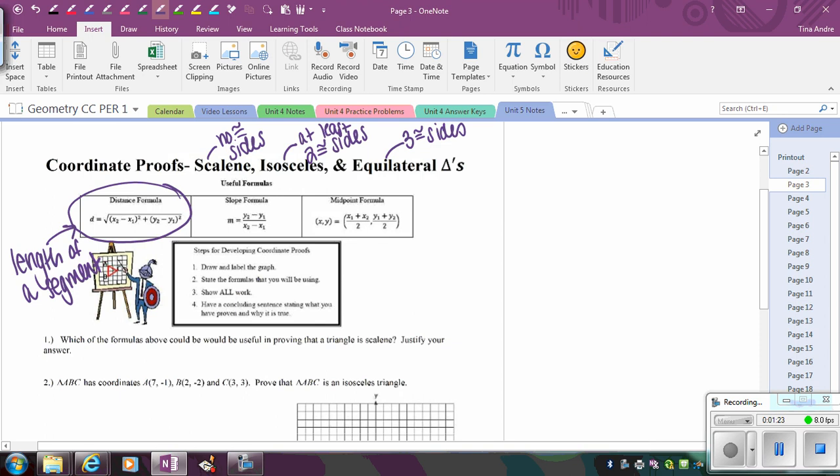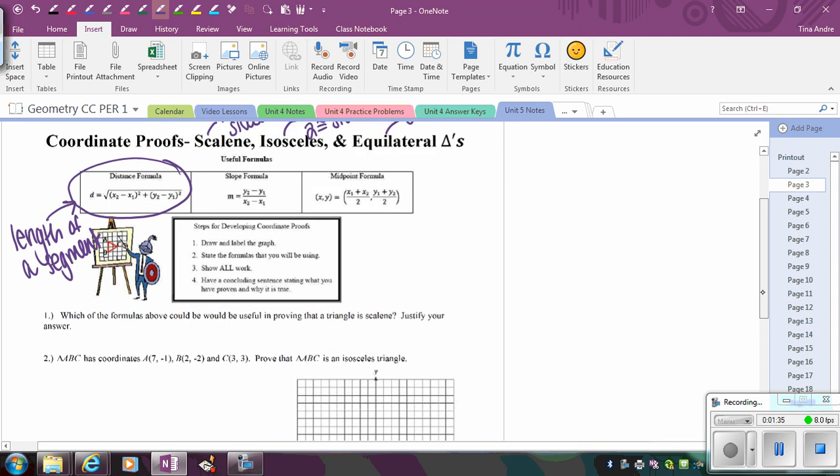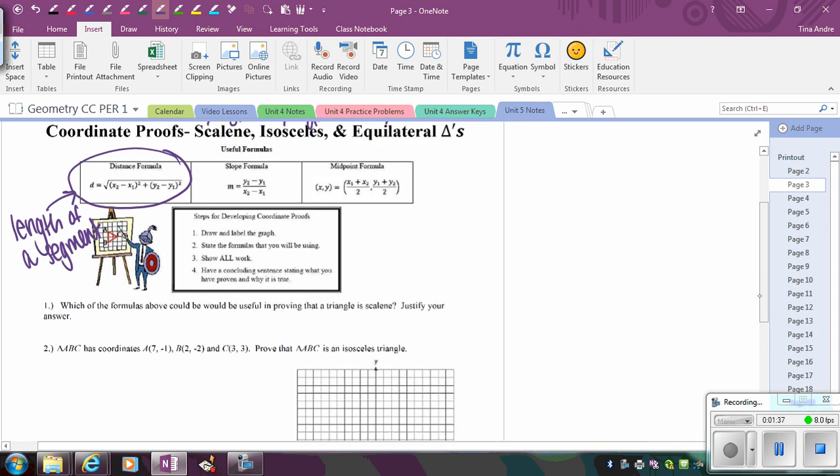The process that we're going to follow: you're always going to get everything on your graph, draw and label, write the formula that you're using, show all your mathematical work, and then write a conclusion. These are not as formal as what we call Euclidean proofs, meaning flow proofs where we have a bunch of givens, making conclusions, using theorems, definitions, and properties. In these types of proofs, we're really using our calculations.